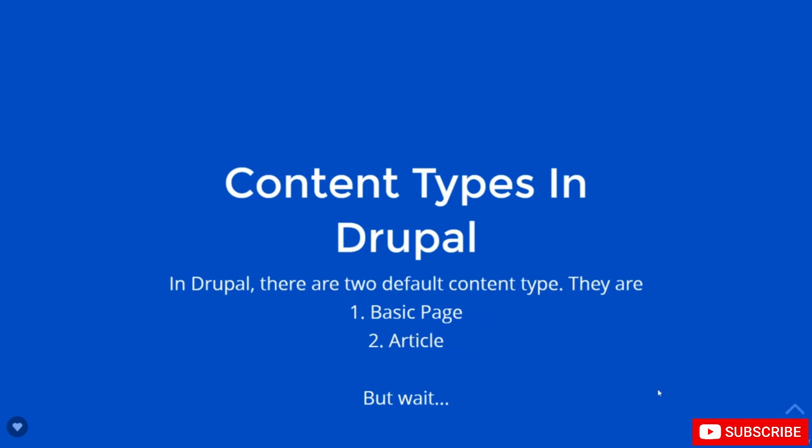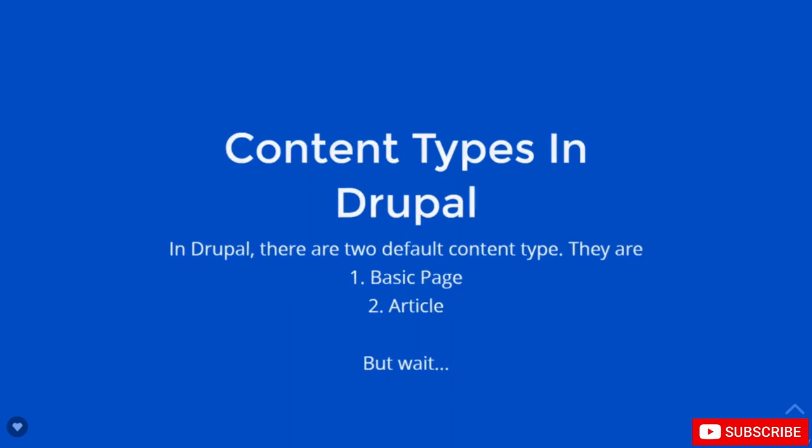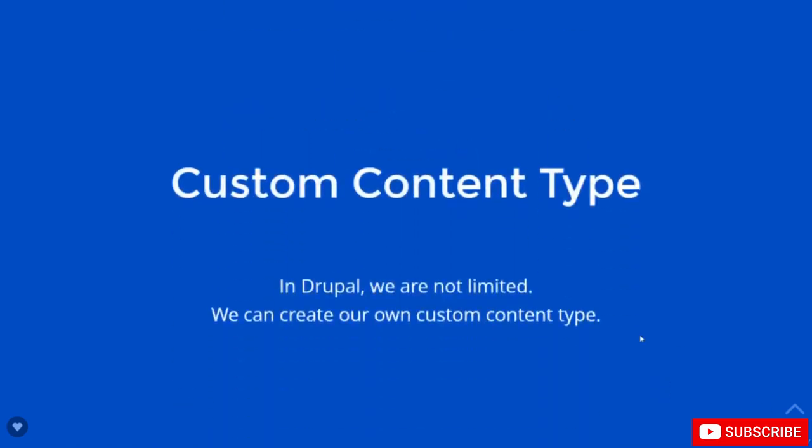But wait, with Drupal there is always something more. In Drupal we can create our own custom content type. If you remember, in the introduction to Drupal section, I told you that in Drupal we are not limited. In Drupal we can create our own custom content type, which is not possible with other content management systems. And that is what we are going to do. We are going to create our own custom content type, and we are going to do that in the next video.